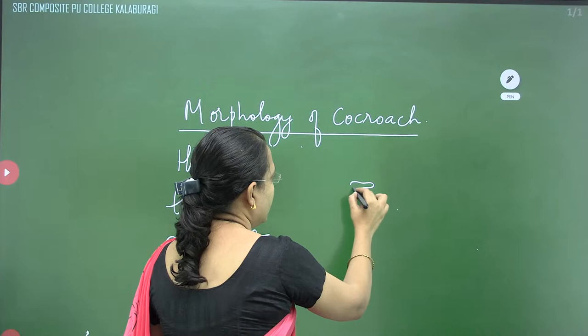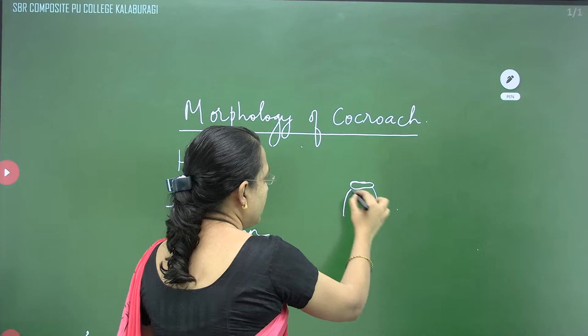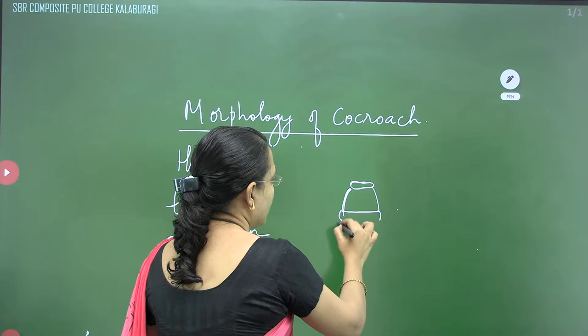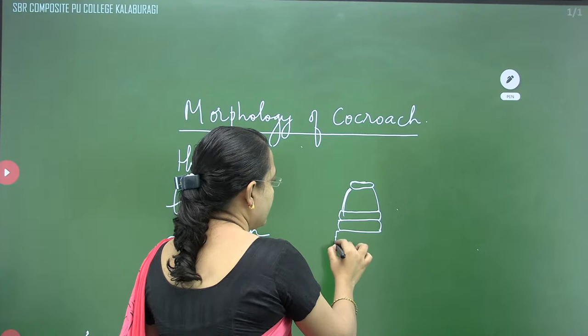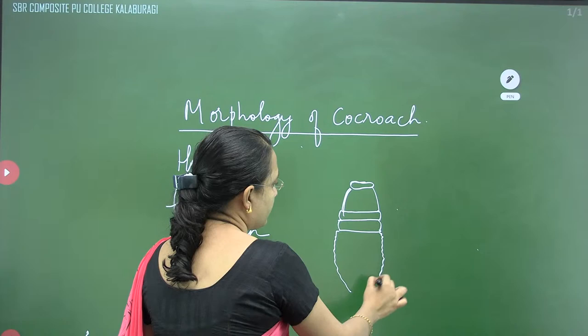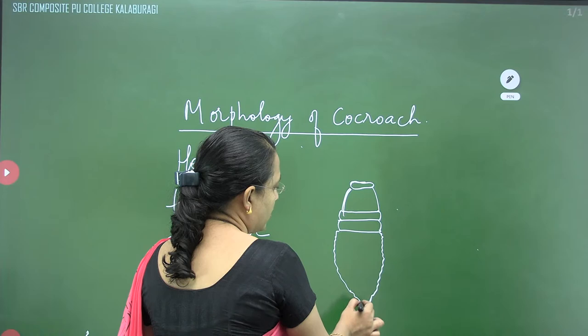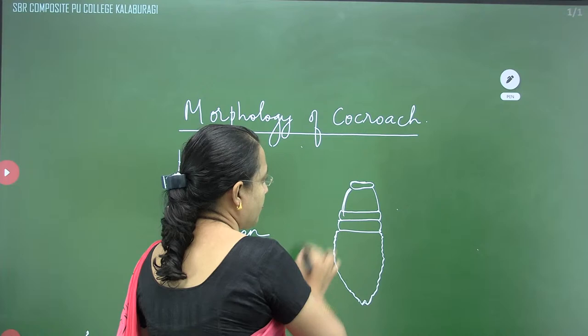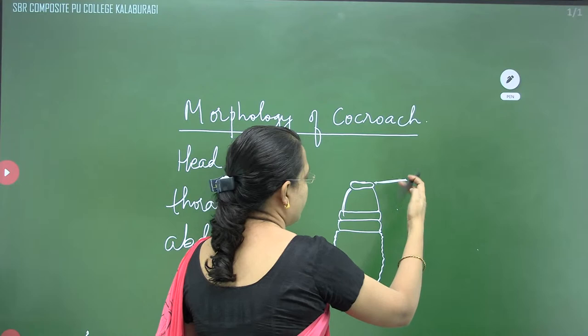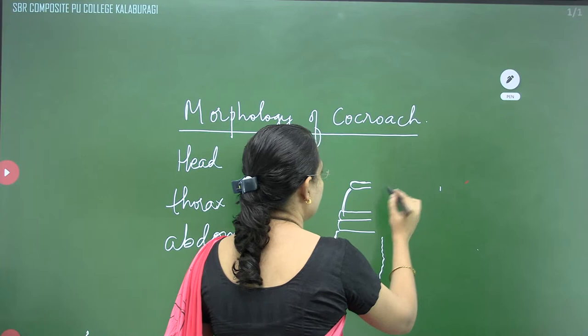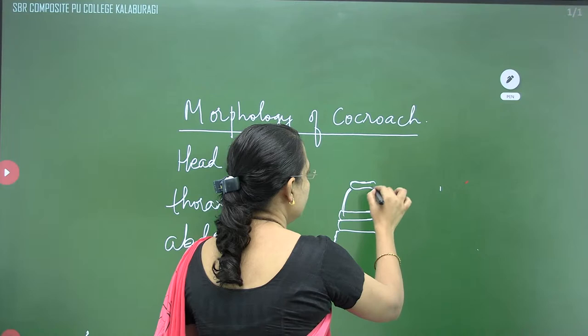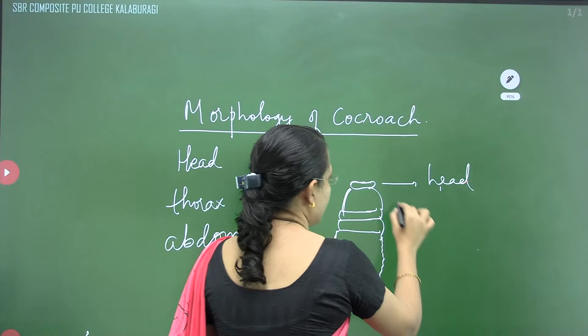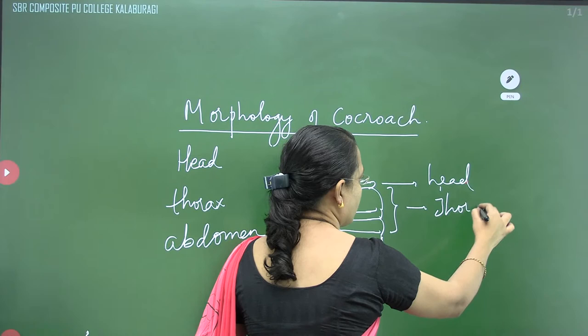So this could be the head region of the cockroach, this will be the prothoracic region, then the thoracic segments, and then come the abdominal segments. And this is a notch for the 10th tergal notches. So this is the head of the cockroach, this portion is the thorax, and this is the abdomen of the cockroach.